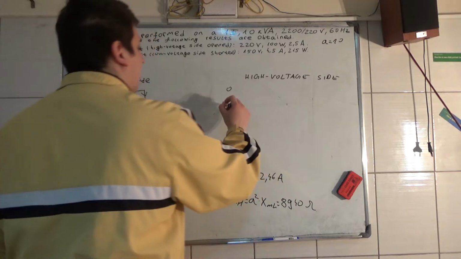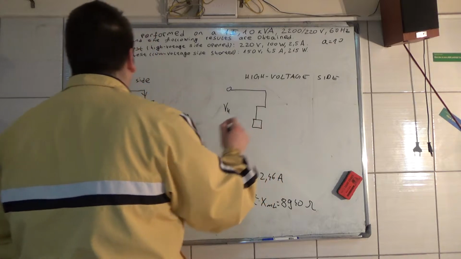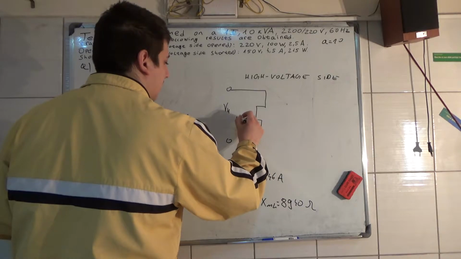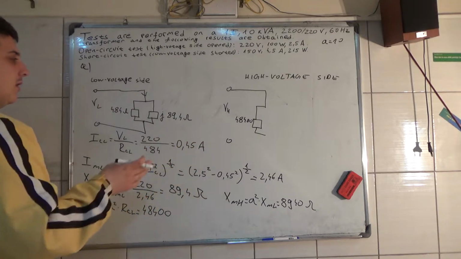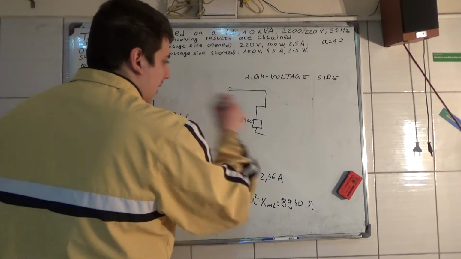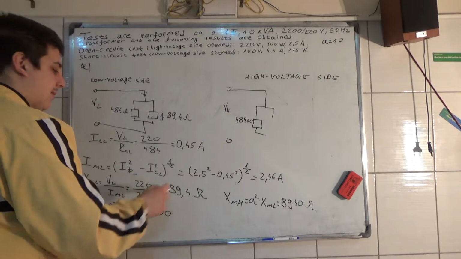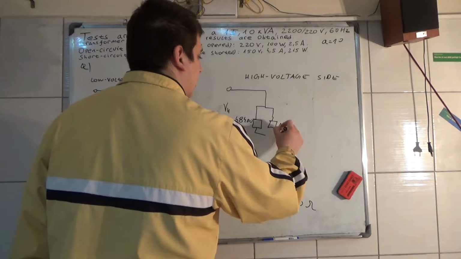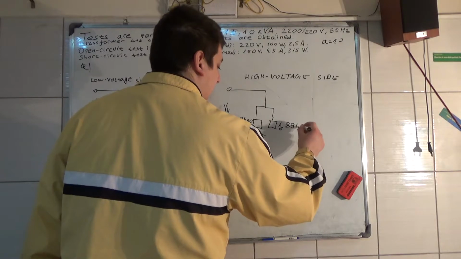Now looking at this from the high voltage side, this here is equal to 48,400 ohms, because we made an impedance transfer from the high to the low voltage, and the impedance of this XM high is equal to j8940 ohms.